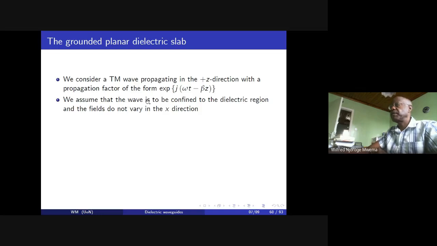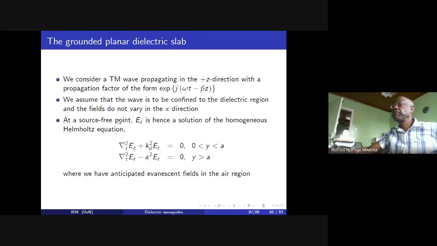And we assume that the wave is to be confined to the dielectric region and the fields do not vary in the x direction. Such a situation would happen, say, for example, when we have a dielectric coated on a vehicle body. Say, for example, the paint, and we want the paint to guide the wave, so to speak. So we know that the paint will be a dielectric, and the car body, unless it is one of those energy efficient carbon fiber bodies, is usually a normal steel body, so you can have a conductor there, so to speak.